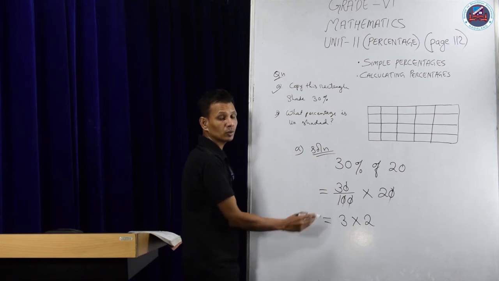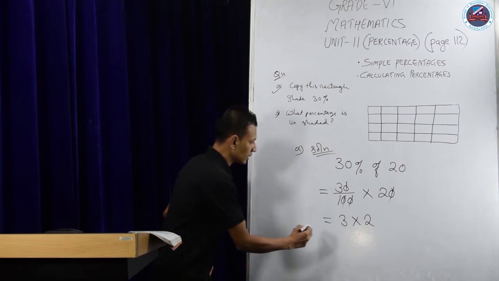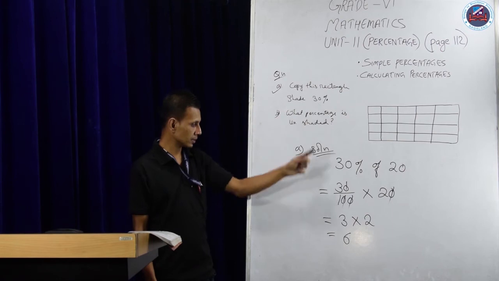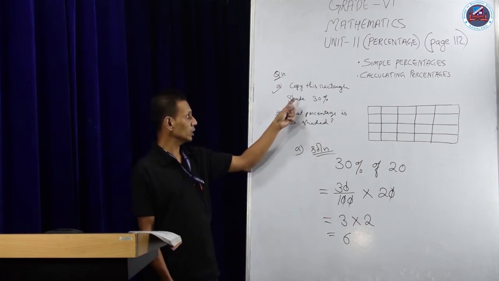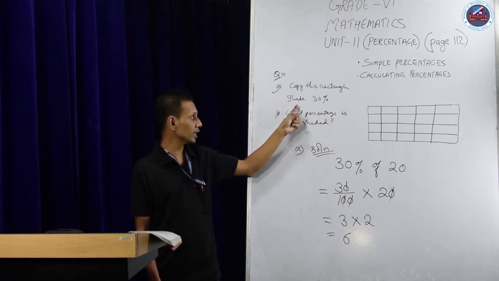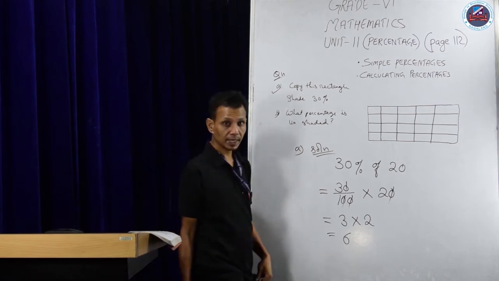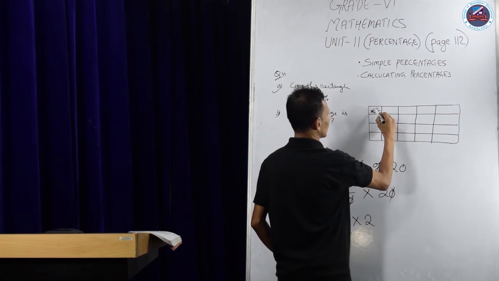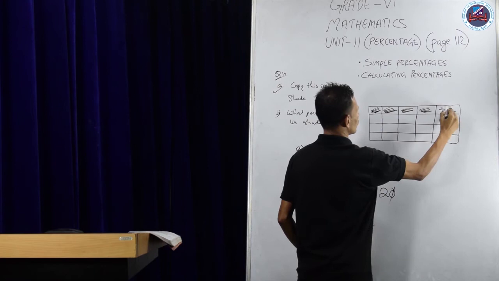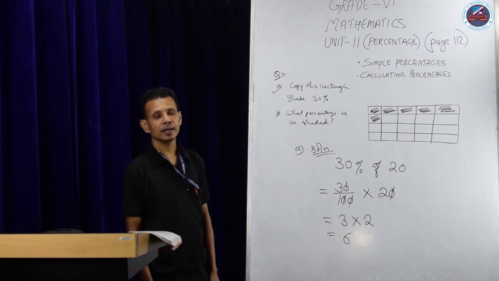1 is also there in the denominator, which we never show, right? 3 times 2, 6. You got me? 30% means 6. They told you to shade 30%. That means you need to shade 6 boxes. Got it? You can do that. 1, 2, 3, 4, 5, and 6. I'm done with my answer A.